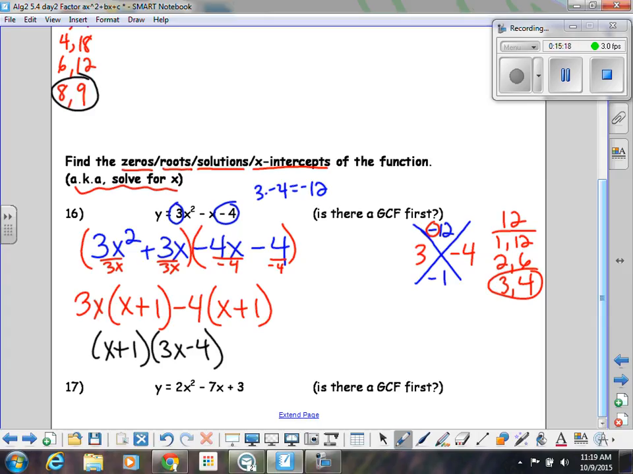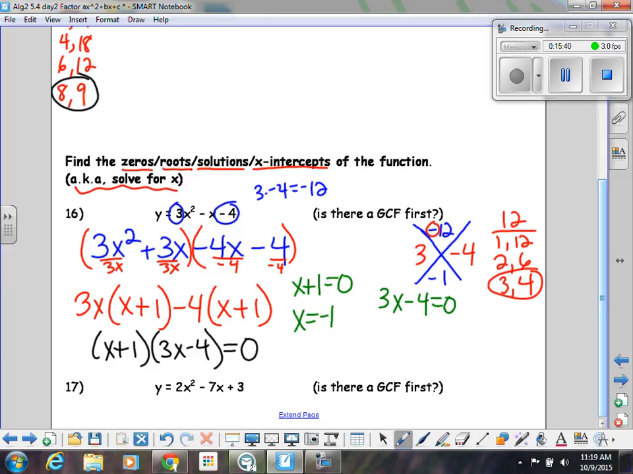Now here's where, remember, normally we would be done, but we're trying to solve. So here's where we need to make sure we set this equal to 0. And this is why I wanted you to know why you set each factor equal to 0. So x plus 1 equals 0, pretty easy. That's negative 1. But if I have 3x minus 4 equals 0, you have 2 steps to do here.